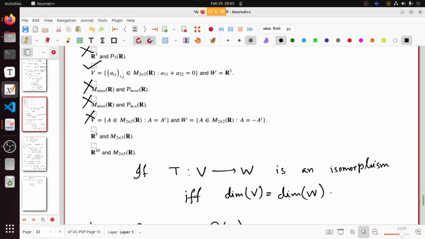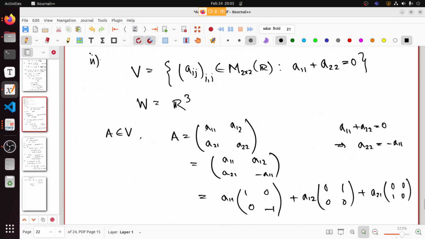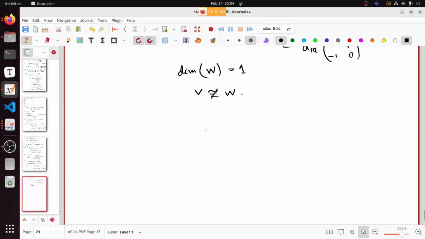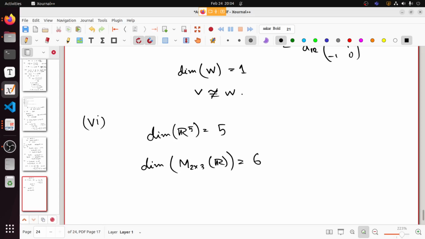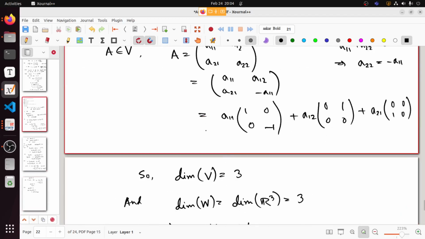Is R5 the same as M2 cross 3? Option number 6. What is the dimension of R5? It is 5, and the dimension of M2 cross 3 is 6, right? Because 3 times 2 is 6, which implies R5 is not isomorphic to M2 cross 3. So again option number 6 is false.